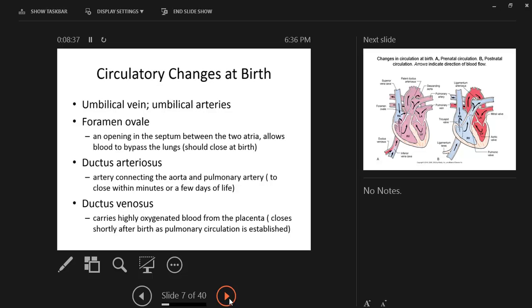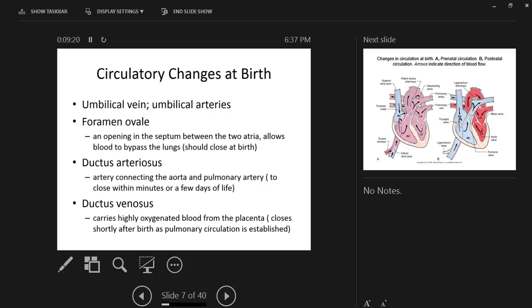Circulatory changes at birth. We're going to do an activity in class on that too. You may recall some of this from your maternal child health class, the changes with the umbilical vein and the umbilical arteries and how that circulation changes after birth. The foramen ovale is an opening in the septum between the two atria, and it allows blood to bypass the lungs that are filled with fluid, and this should close at birth. The patent ductus arteriosus connects the aorta and pulmonary artery and usually closes within minutes or just a few days of life. It can be minutes up to 12 to 24 hours normally.